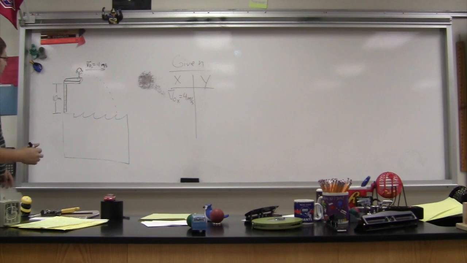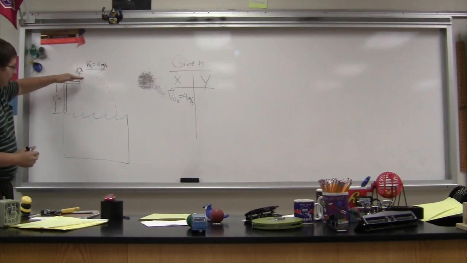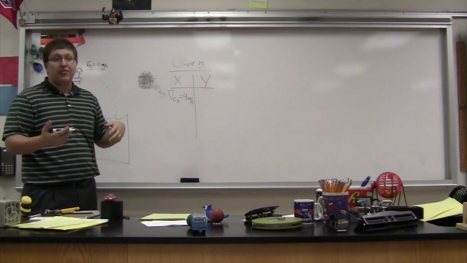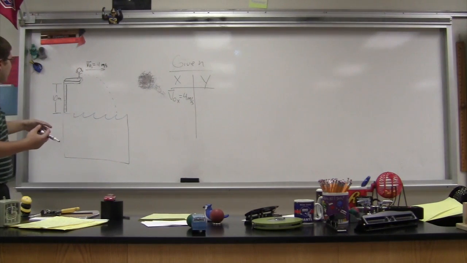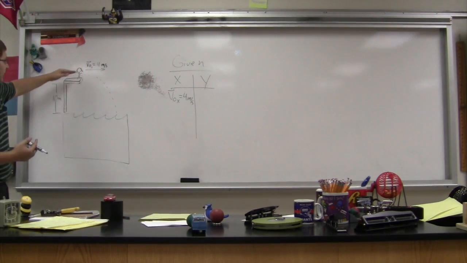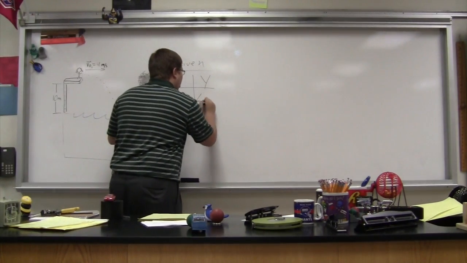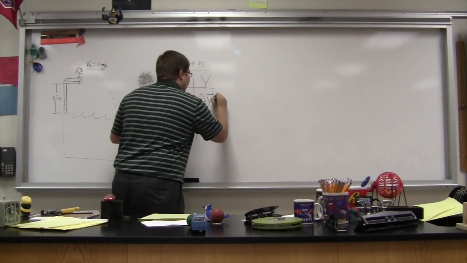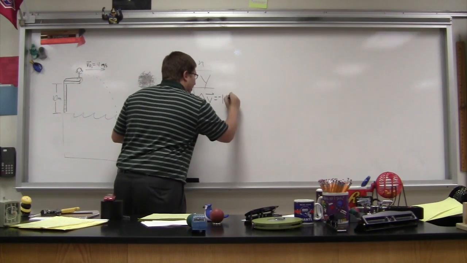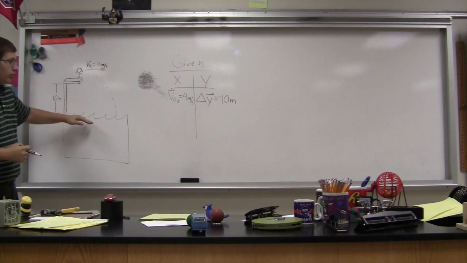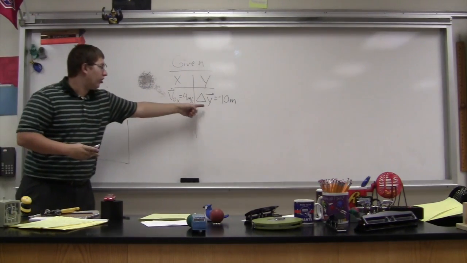All right, well, we know something else. We know that Devin is going to go from this height to that height. So she's going to fall 10 meters. So that's a displacement. It's a displacement of negative 10. And I'm going to put that on my y side because she is going down. So I'm going to say that delta y is negative 10 meters. Again, she's going down. So we put all of our up and down given on the y side.